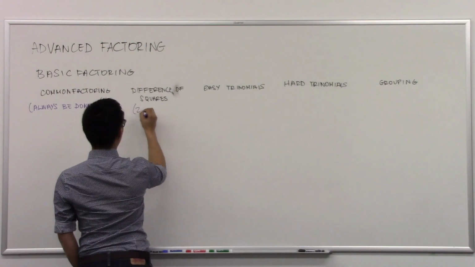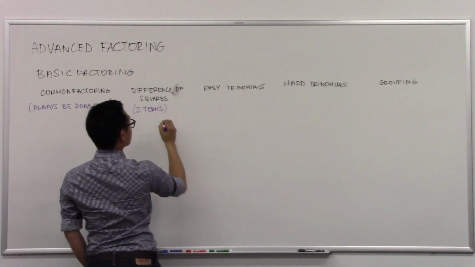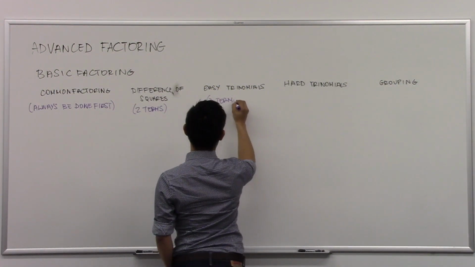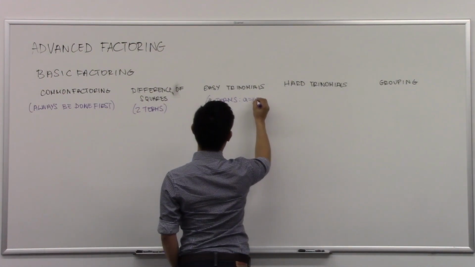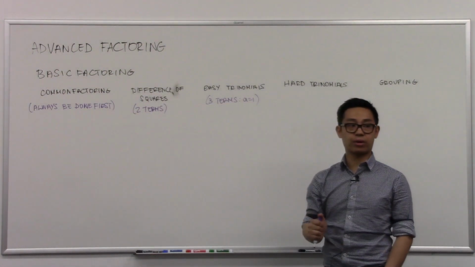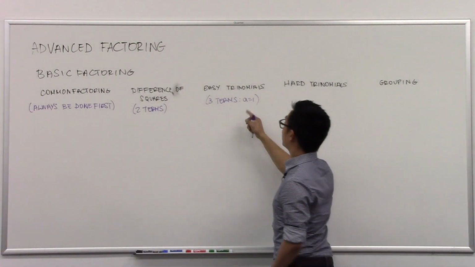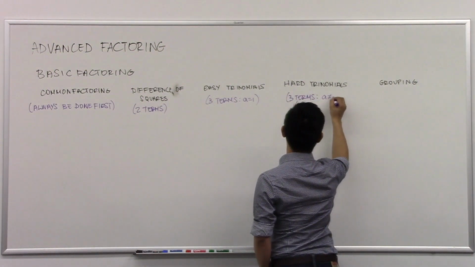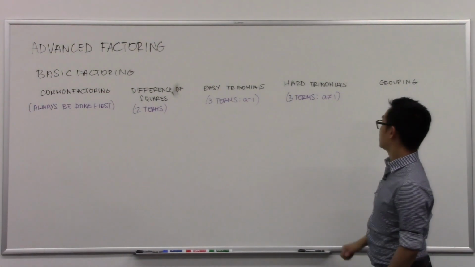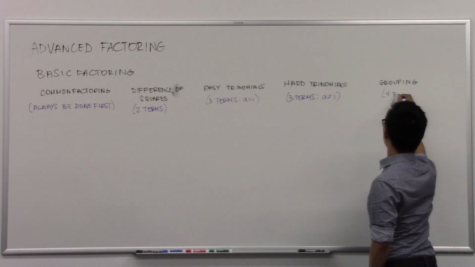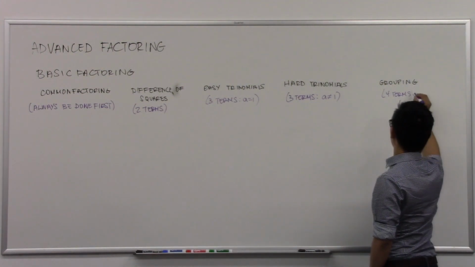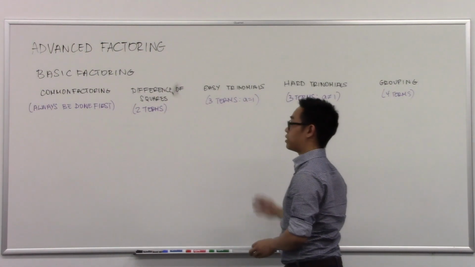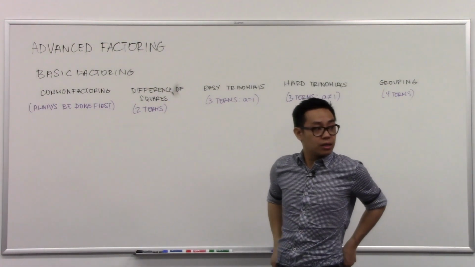Difference of squares has 2 terms. Easy trinomials have 3 terms, and a is equal to 1. A is the leading coefficient, the number in front of x squared, or the number at the very front. Okay? Hard trinomials have 3 terms, but a is not equal to 1. And grouping has 4 terms. But it can also have 6 terms, but that's in advanced factoring. Okay. All right.